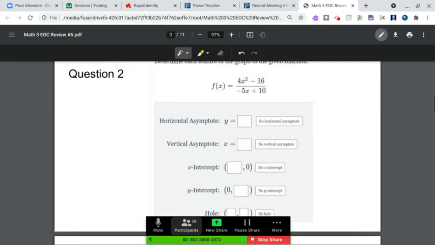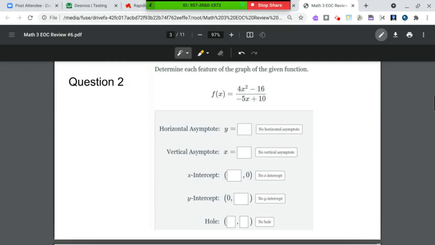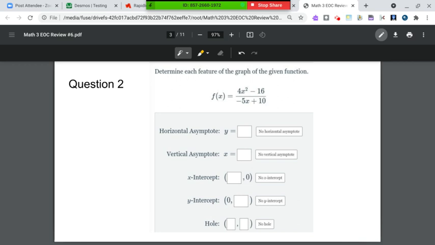Okay, question 2. Question 2 is a rational function, and we are required to find the vertical, horizontal asymptote, x-intercept, and y-intercept. First thing you always want to do with a rational function is factor. Pull out a 4. On the inside, you'll have x squared minus 4, which then can be factored again to x minus 2, x plus 2.